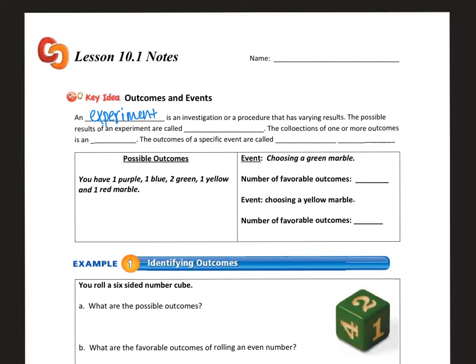Okay, so you've all heard of an experiment before. In this sense, we're saying it is an investigation or procedure that has varying results. The possible results of an experiment are called outcomes. Okay, and the collection of one or more outcomes is an event. Okay, the outcomes of a specific event are called favorable outcomes.